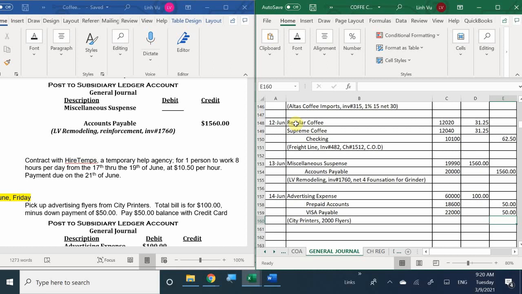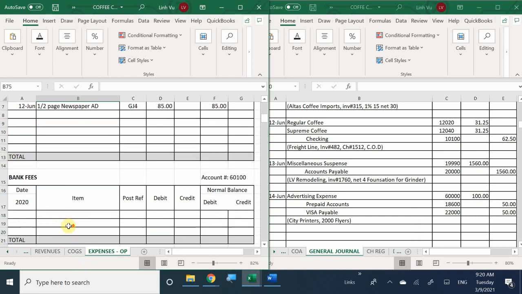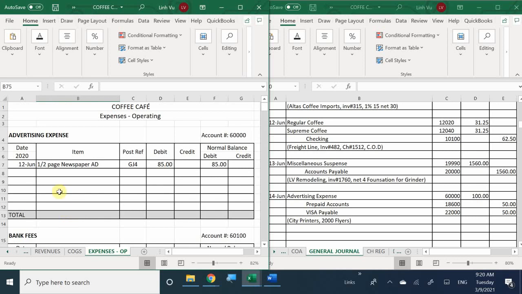So here we go. Let's add this information into the general ledger. First things first is my advertising expense. I'm already in my expenses, so I'm going to scroll all the way up. And I'm going to note here that on the 14th of June, I now have the 2,000 flyers. Okay?